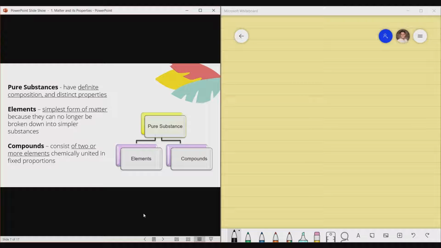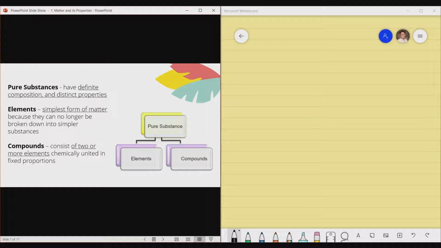What about compounds? So compounds consist of two or more elements chemically united in fixed proportion. So sa madaling salita po, if we have a group of elements, as long as two or more, higit pa sa dalawa o higit pa sa dalawa, compound na po ang tawag. Okay, so we have pure substance, elements, compounds.